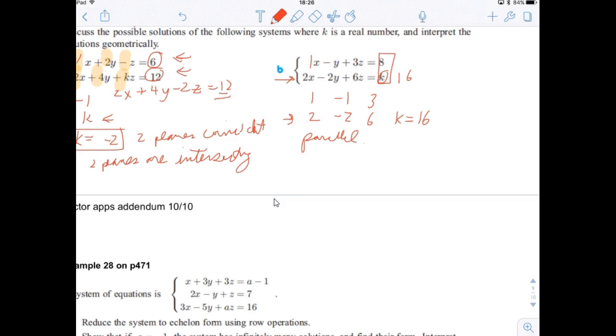All right, so that means that if k equals 16, they are the same plane, so we would say it's coincident. Okay? Now, what if k was not 16? If k was not 16, they are parallel, but they're no longer the same plane. They're just parallel planes. So if k is not equal to 16, we would say that they are parallel planes. Okay? And that is it for page 9.